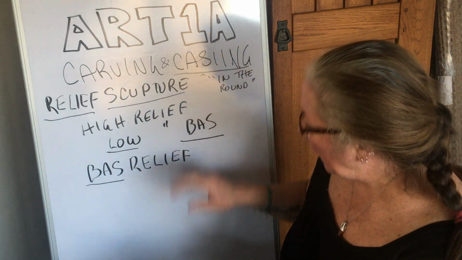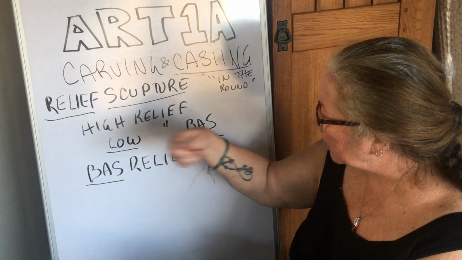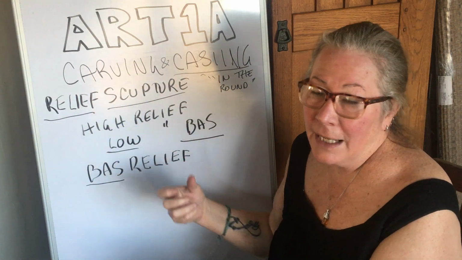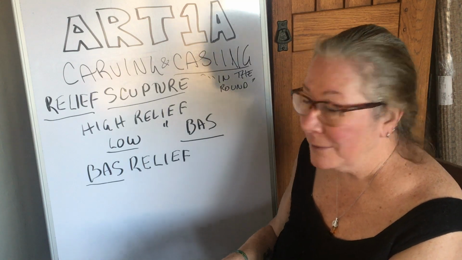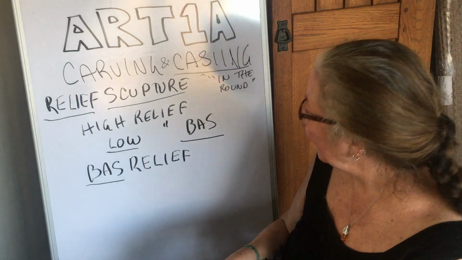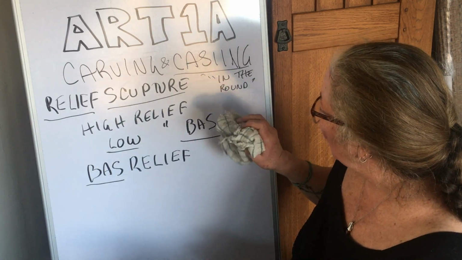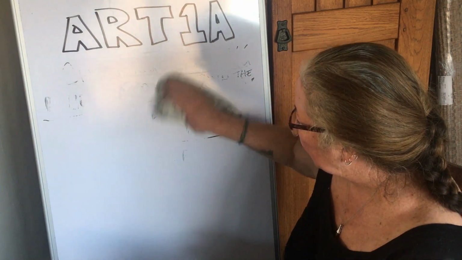So that's carving and casting. Carving would be something that you would do to take away, right? And that would be subtractive. If you're carving, you're taking things away. And casting would be more additive, okay? That kind of gives you a little bit of an idea with that.